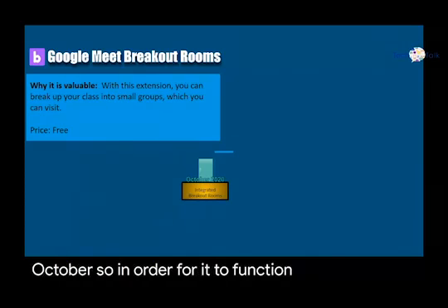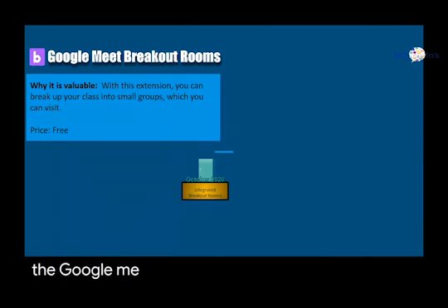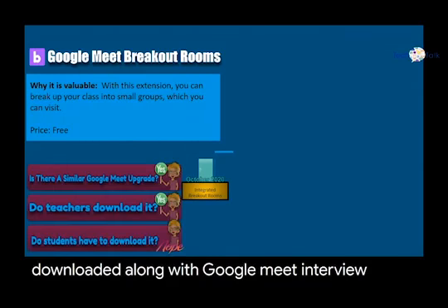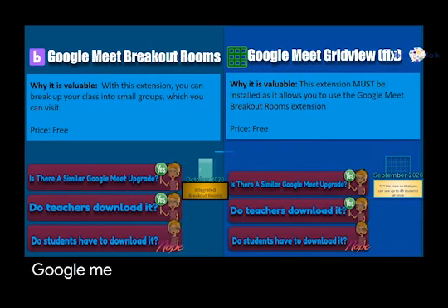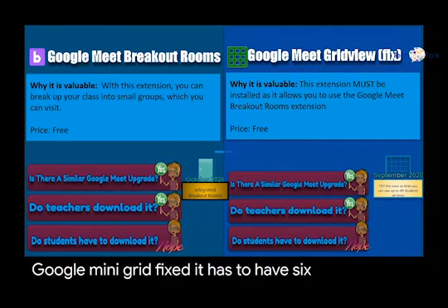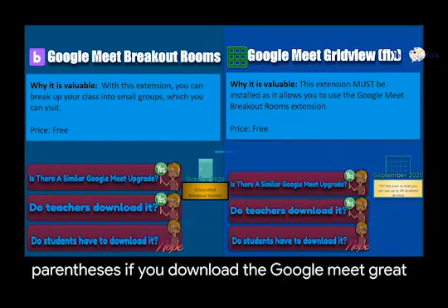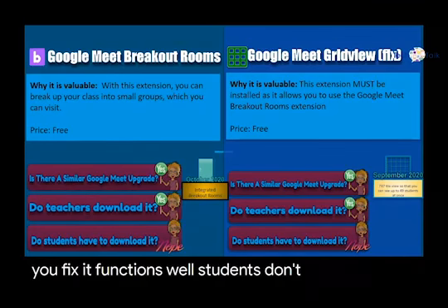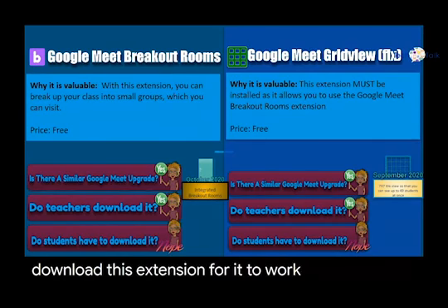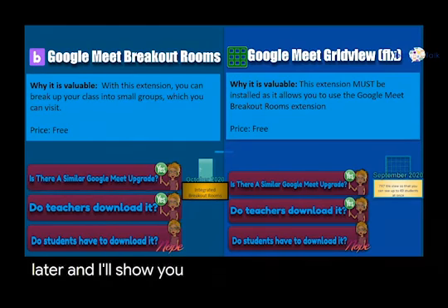In order for it to function, you must have the Google Meet Breakout Room extension downloaded along with Google Meet Grid View. Yes, I know that the old Grid View stopped working in July, but if you download the Google Meet Grid View Fix, and it has to have "Fix" in parentheses, it functions well. Students don't have to download this extension for it to work, as you'll see later, and I'll show you how we used it in the session right now.